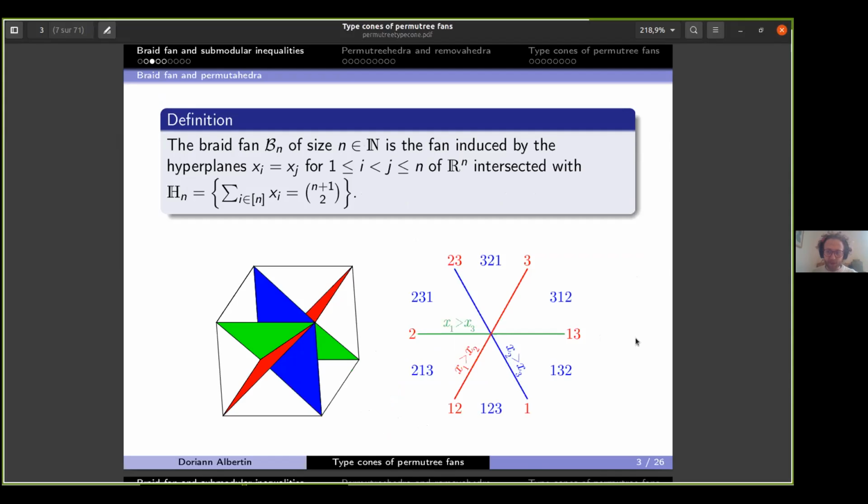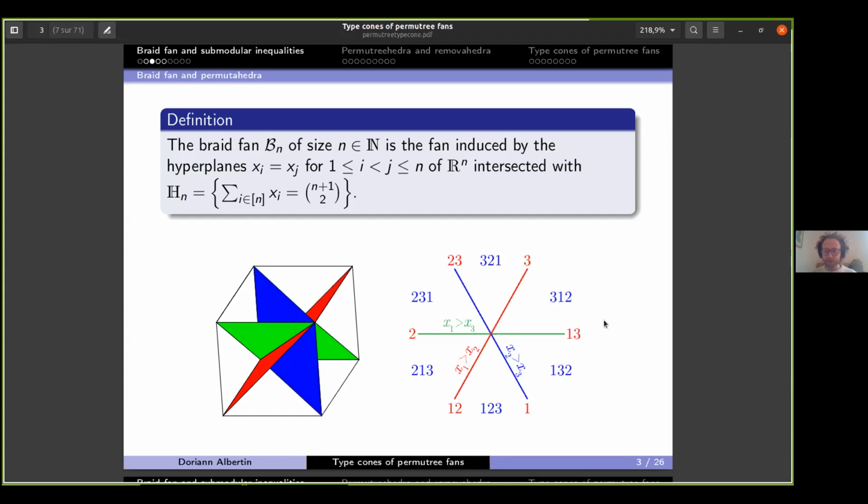Now, the fundamental example from which we'll work is the braid fan. To build a braid fan, you first need to consider all hyperplanes x_i equal to x_j for i and j ranging between 1 and n. So for n equal to 3, you get this three-dimensional picture, but this has a one-dimensional linearity space. To cancel this out, you just intersect this with a normal hyperplane, and you get a picture that's more like this one. We'll go over the labelings a little later.